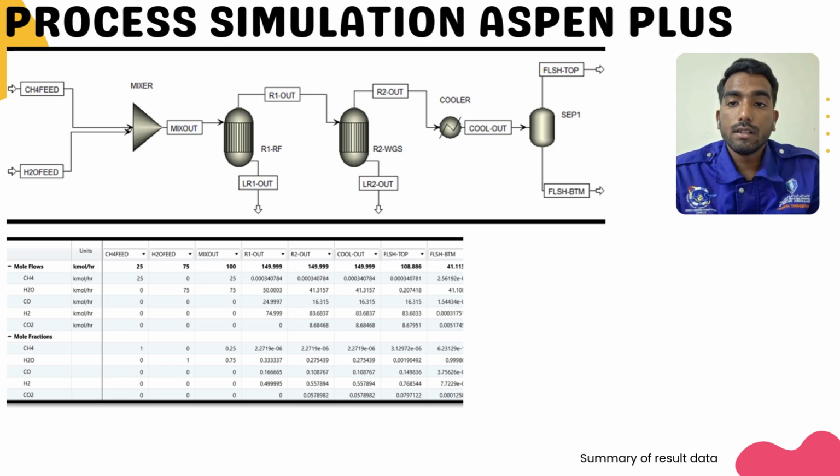After entering reformer R1, methane conversion is almost complete, where CH4 decreases from 25 to nearly 0 to produce CO about 25 kmol per hour and H2 reaches around 75 kmol per hour. This confirms the successful endothermic SMR reaction.